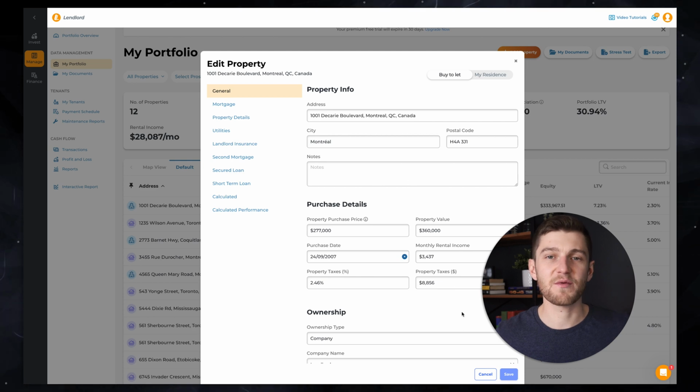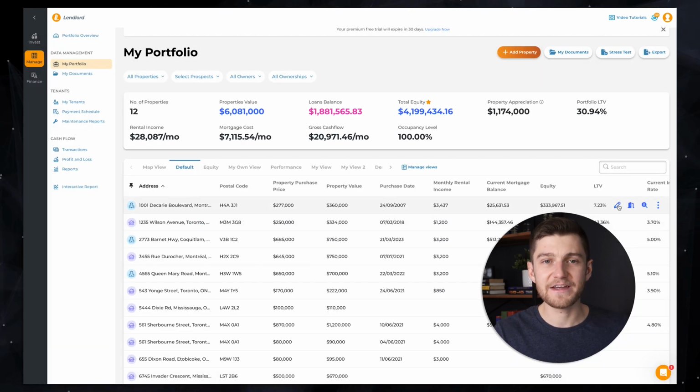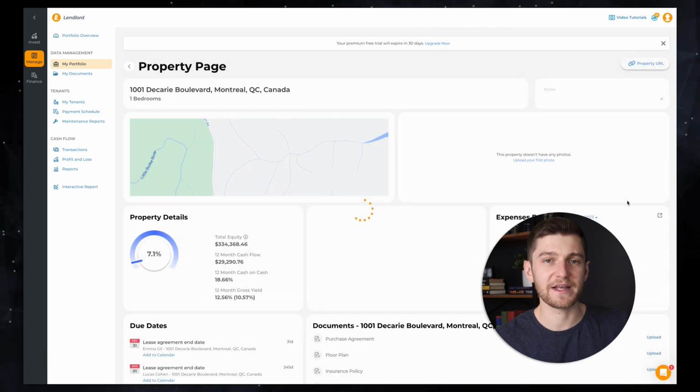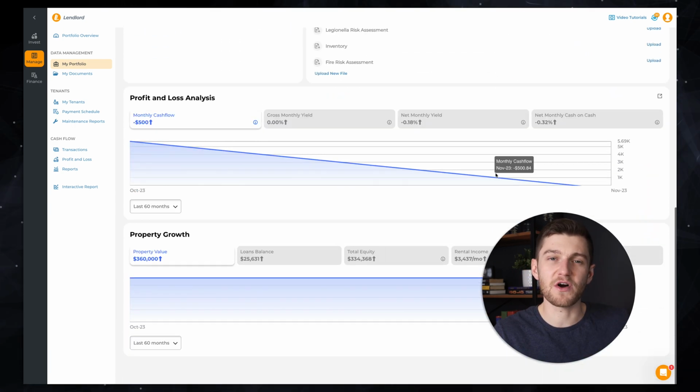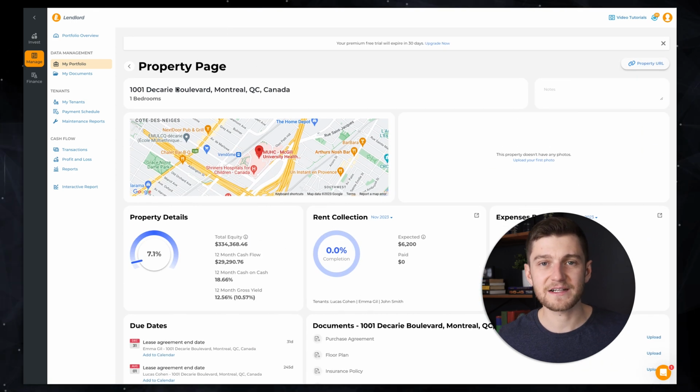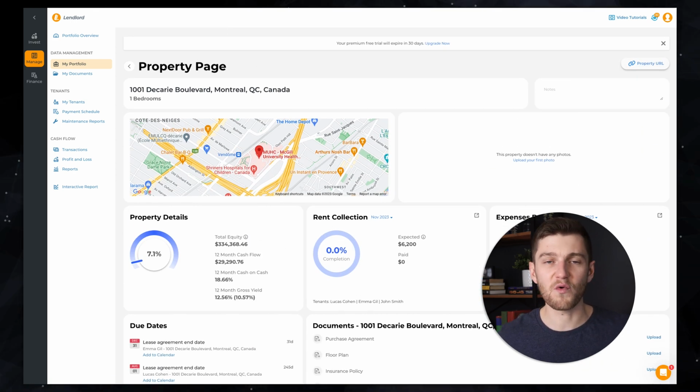And by the way, each property has its own property page that highlights information related to the location, photos, financial details, uploaded documents and leases, profit and loss analysis, and property growth over time. I really wasn't joking about how thorough Landlord is as a property management tool. There's so much value here, and we haven't even seen it all yet.